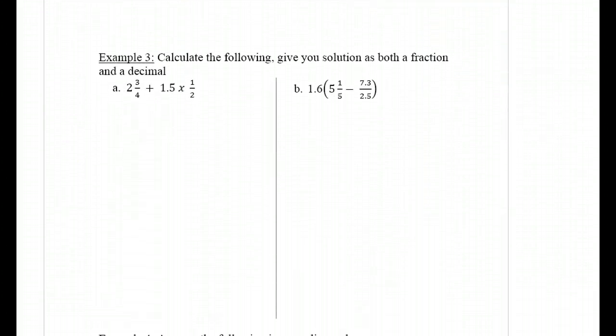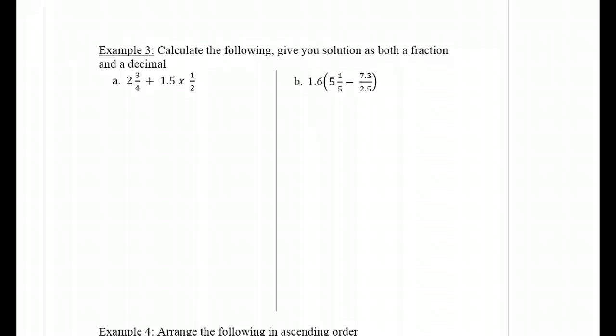All right. Calculate the following and give your solution as both a fraction and a decimal. Ooh, okay, so now I've got some adding, some multiplication, some whole numbers, some fractions, some decimals. Whoa, a lot of stuff going on here. So let me see what I'm going to do first.